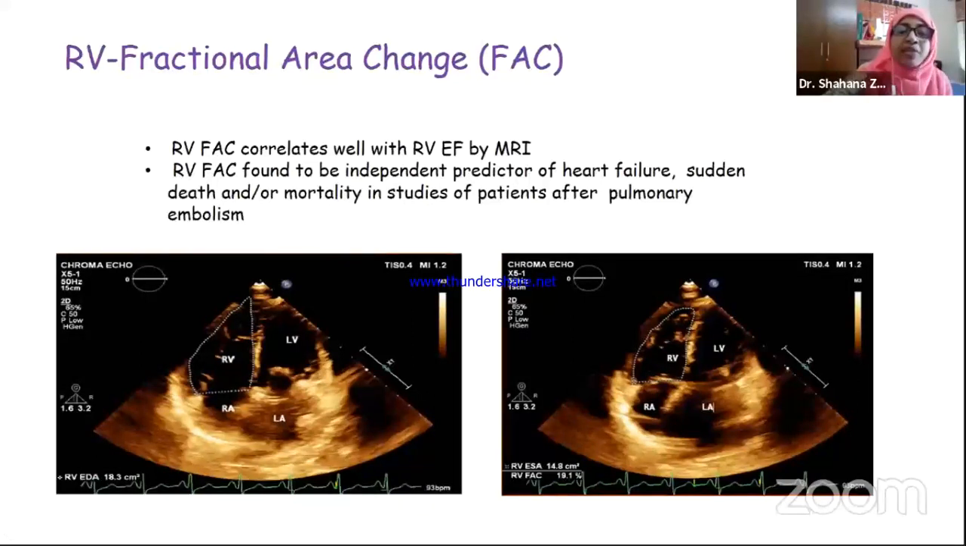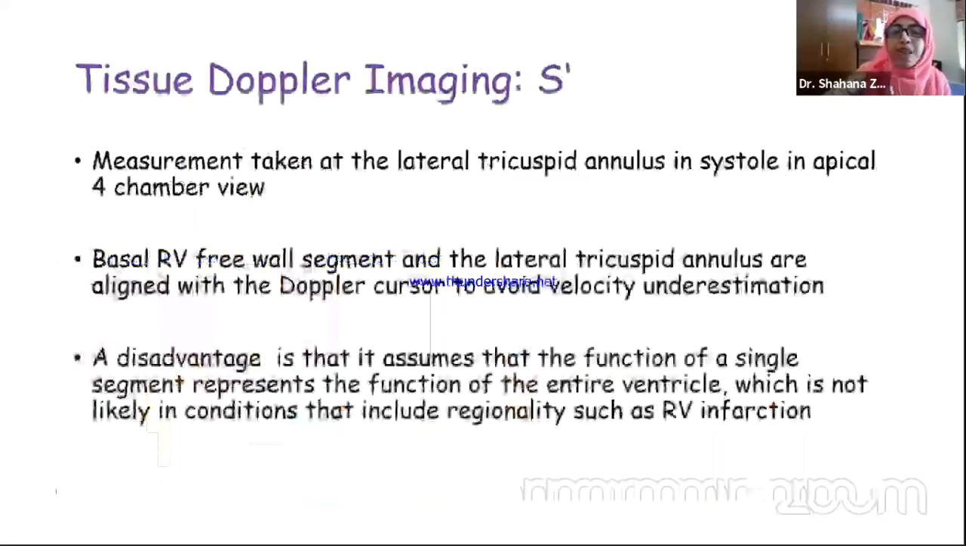RV fractional area change was found to be an independent predictor of heart failure, sudden death, or mortality in studies of patients after pulmonary embolism. Tissue Doppler imaging, S prime: measurement is taken at the lateral tricuspid annulus in systole in the apical four-chamber view. The basal RV free wall segment and the lateral tricuspid annulus are aligned with the Doppler cursor to avoid velocity underestimation.